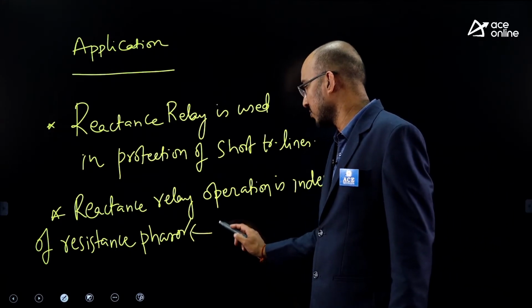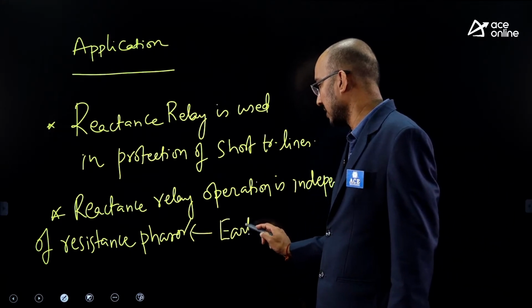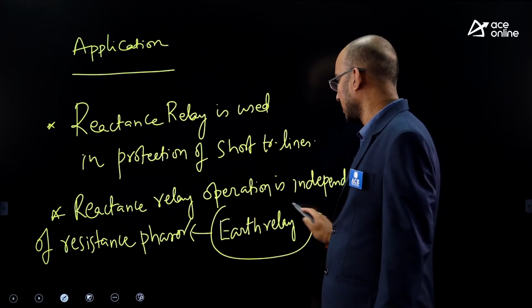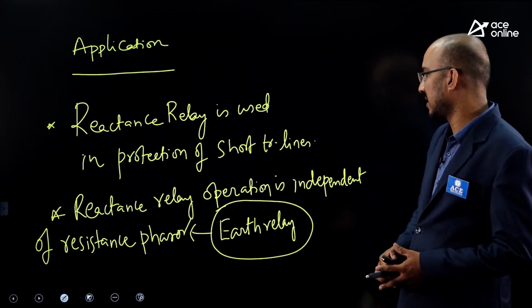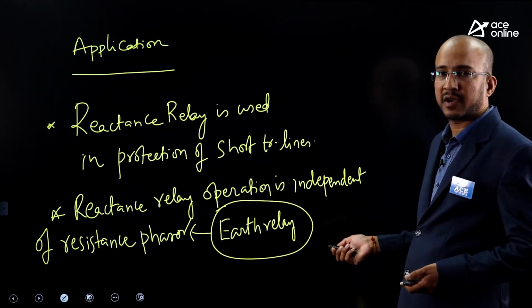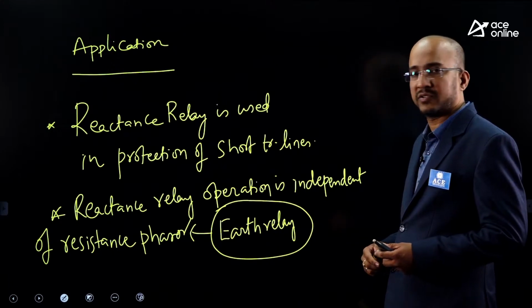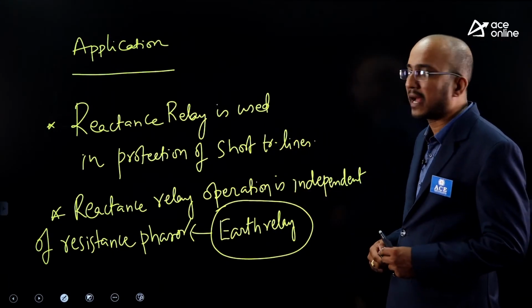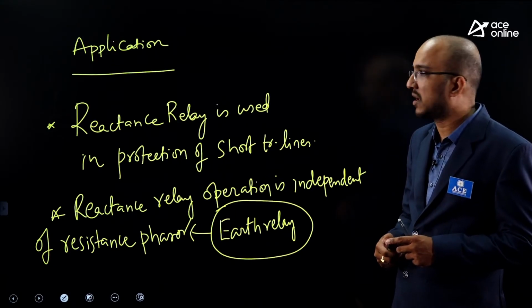That's why it can be used as an what? Earth relay. So operation of reactance relay is independent of what? Resistance phasor. That's why it is used as what? Earth relay. And what is the application? It is used in what? Short transmission line protection. Okay.